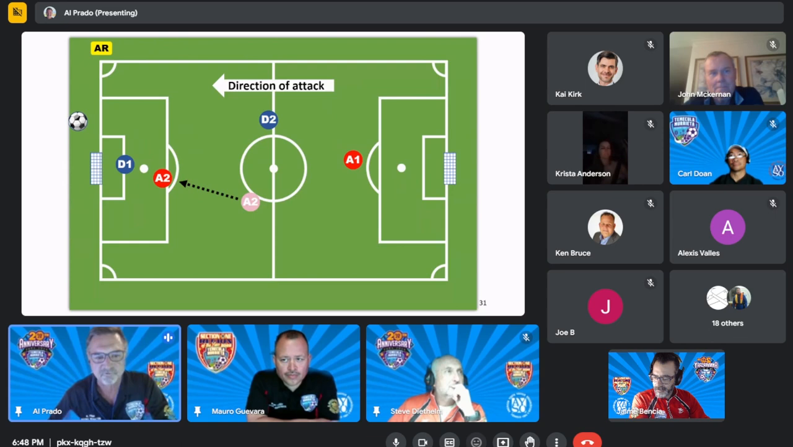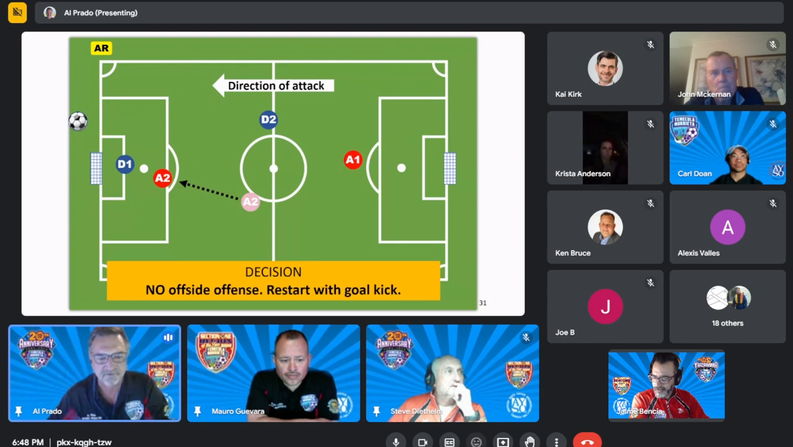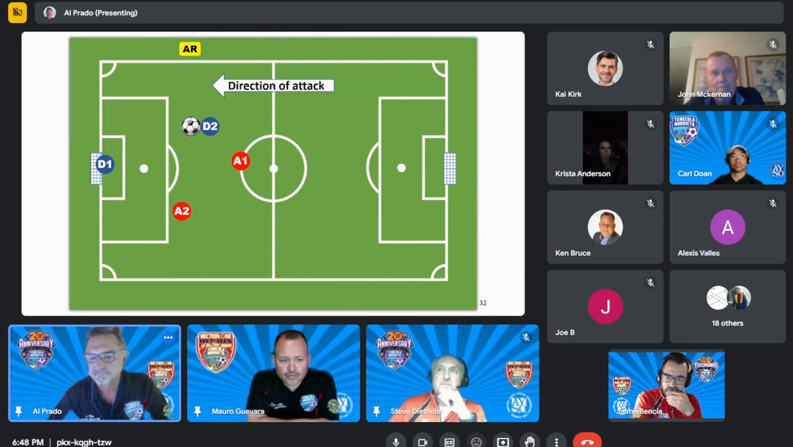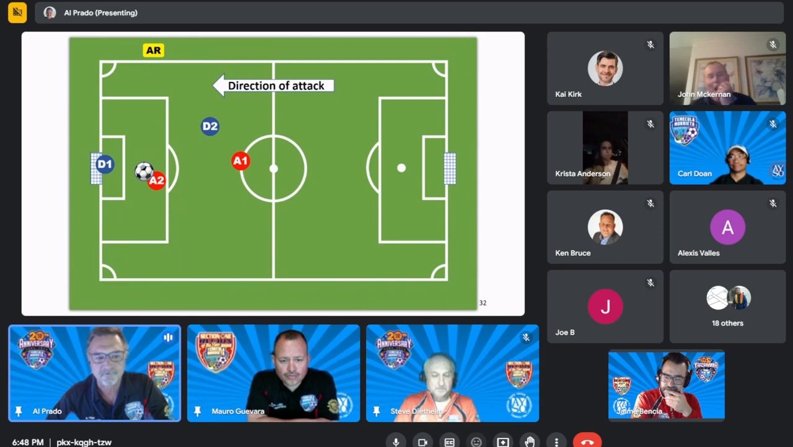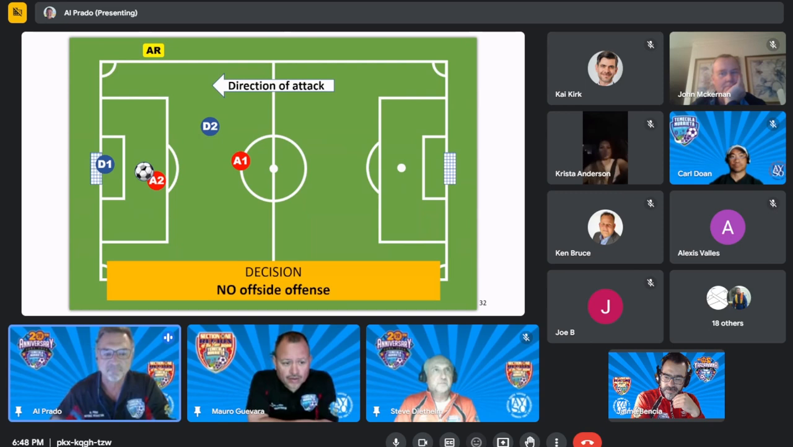Right? A2, offside position. Didn't really impact play. Wasn't really involved in play. So no offside, goal kick. D2's got the ball. Right? Did the red team last touch it or play it? The answer is no, because the defending team had it.